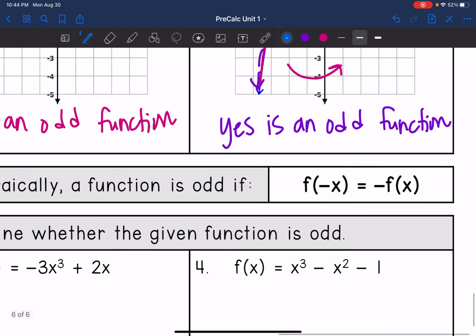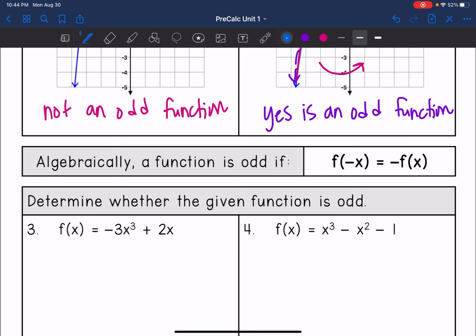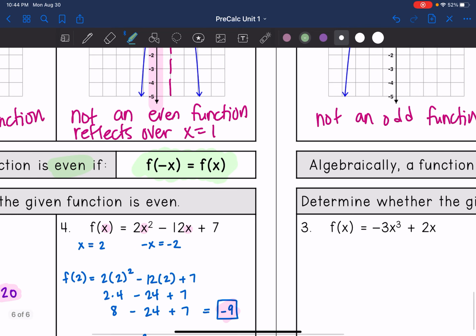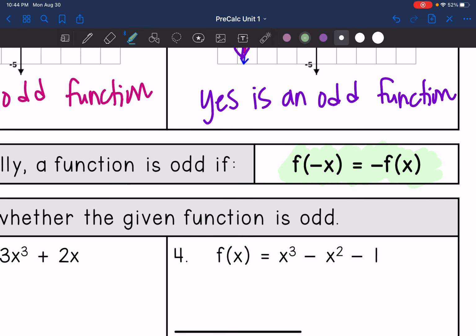Okay, so now I want to take a look at what it means to be odd algebraically. So what we're going to look for is f of negative x is equal to negative f of x. So don't get too confused. It almost looks like with even. Only difference is that with odd, there has to be that negative sign out front. And I'll show you what I mean here.